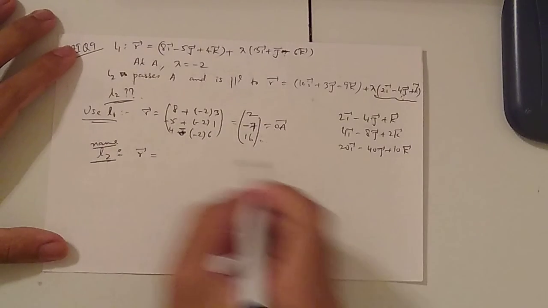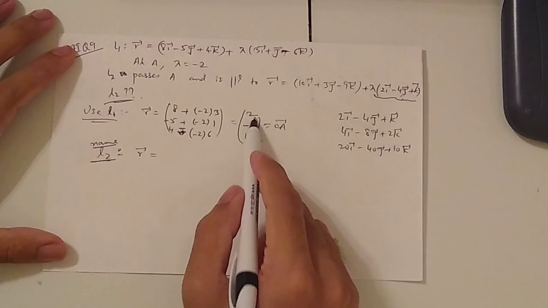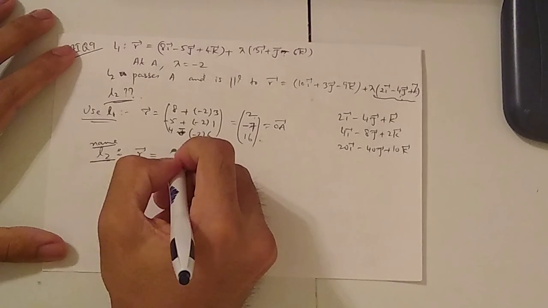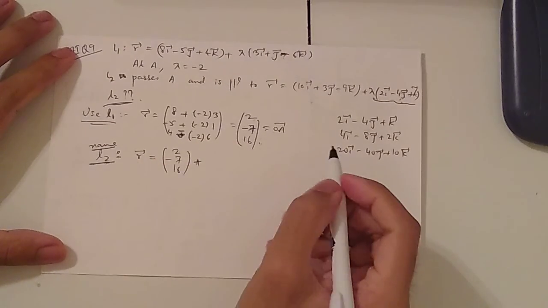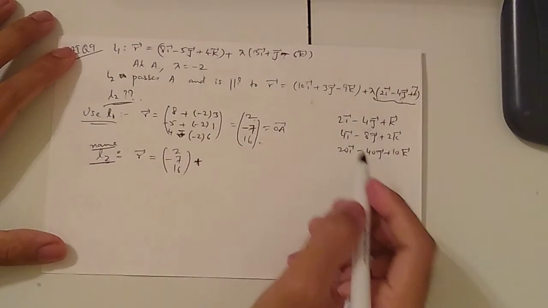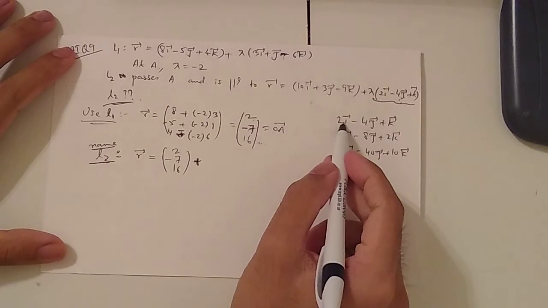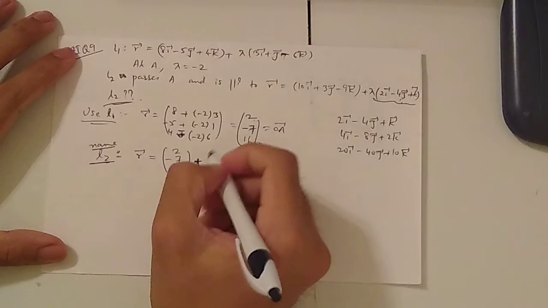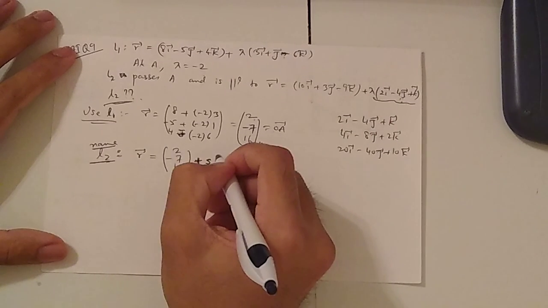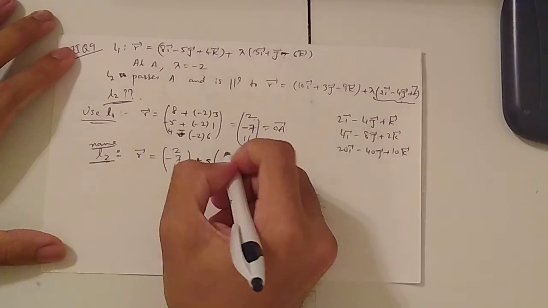So r is equal to 2, minus 7, 16, plus, you could use lambda, or you could use mu, or you could use t, it does not make a difference. I'm going to use s. There's no reason why I'm using s.